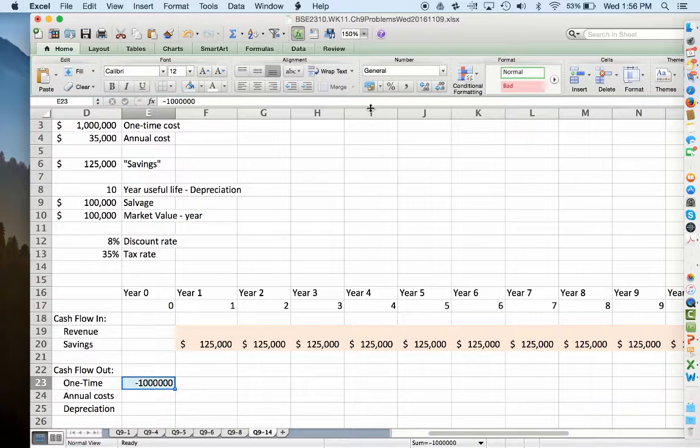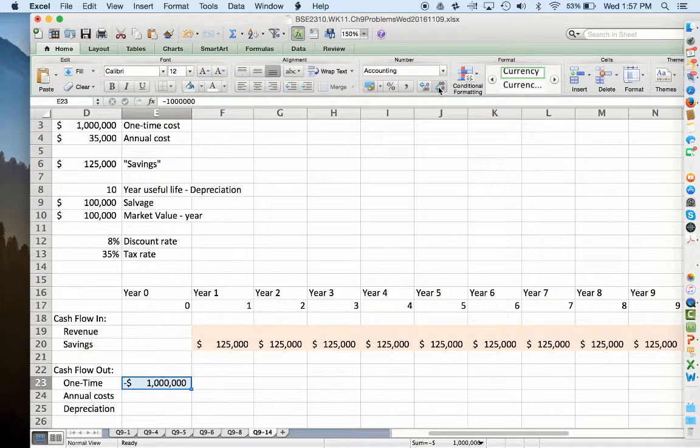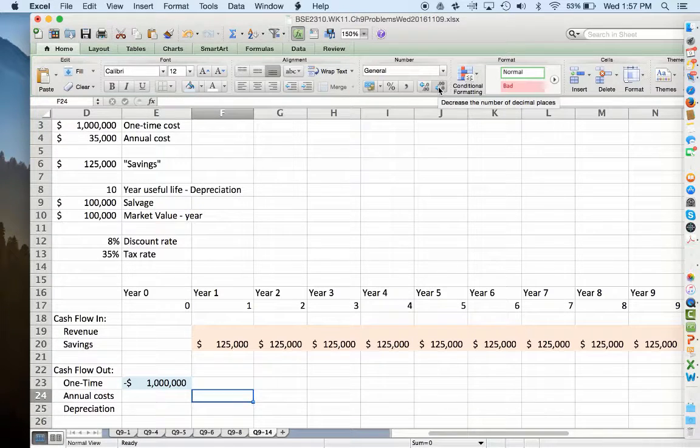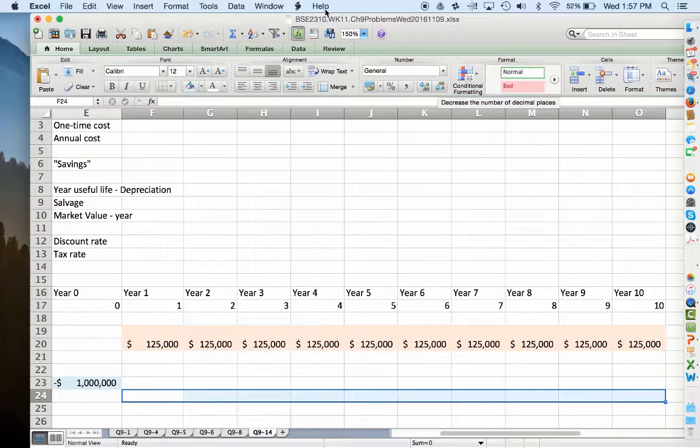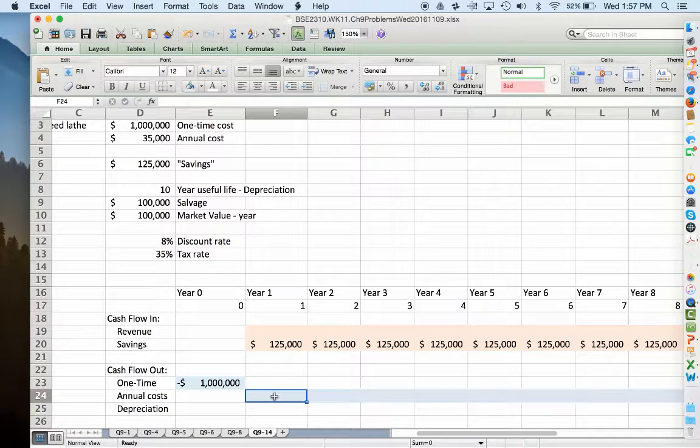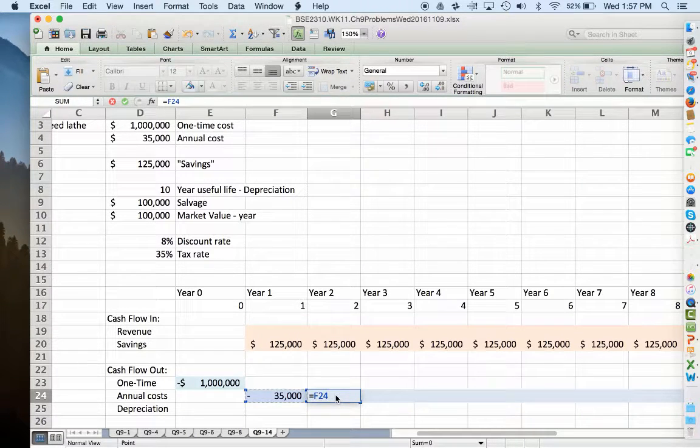Now, I am also going to have the annual cost to operate that lathe. So it's going to cost me $35,000 a year to run the lathe. And I'm going to put that in as a negative value because it's an expenditure. And the same thing like I did with the 125, I'm going to do an equals to that cell, and then I'm going to copy it out all the way to the right. This way I don't have to type things 8 or 9 times.